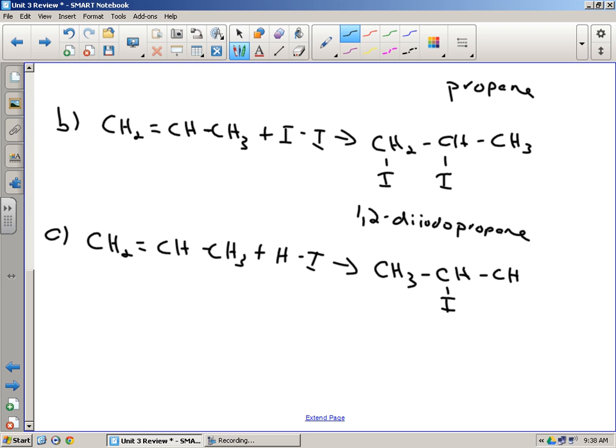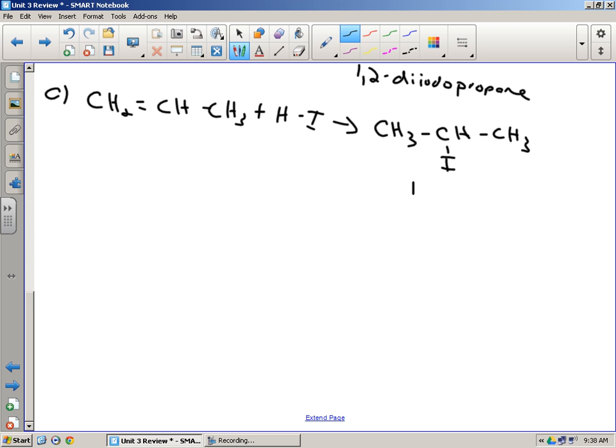And anytime, of course, you get ones that look like this, you have to ask yourself, does it matter where the H and the I goes? If I flip those around, in other words, if I put the I on the first one and the H there instead, is that going to make a difference? And the answer is it will, so you need to write out both, of course. Those are isomers of one another. This would be what? 2-iodo, oops, didn't spell that right.